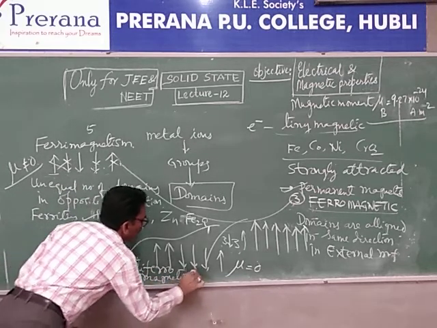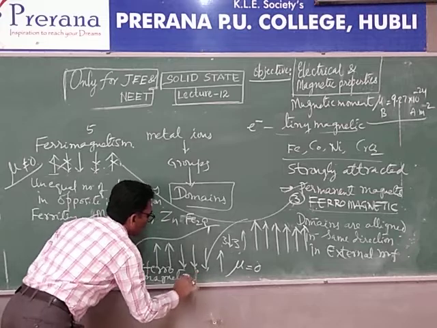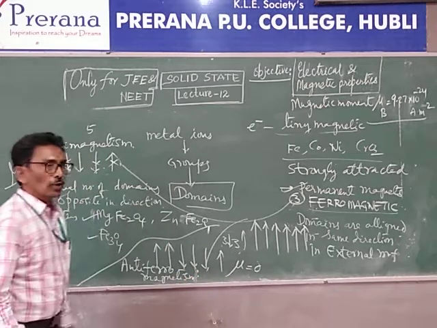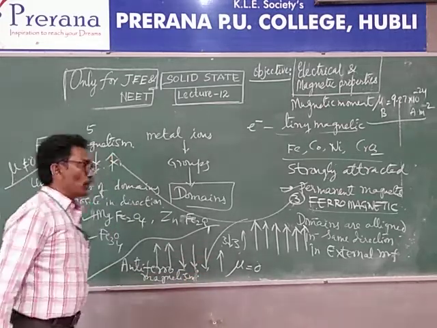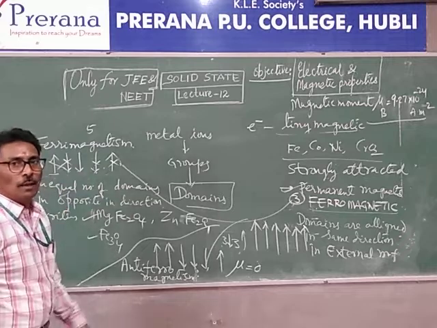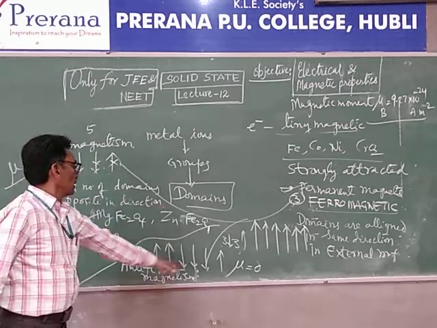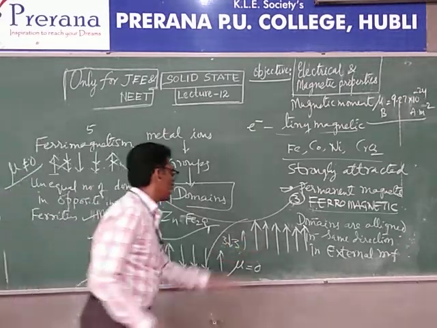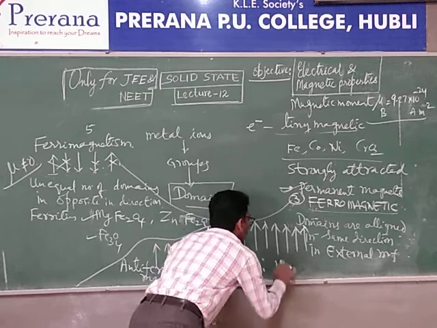Antiferromagnetism. How do you define it? Equal number of domains run in parallel and anti-parallel, therefore they cancel. Net dipole moment is 0. Example is MnO.